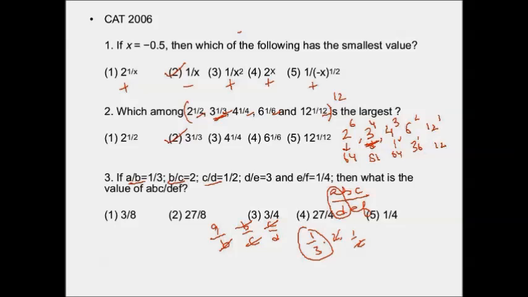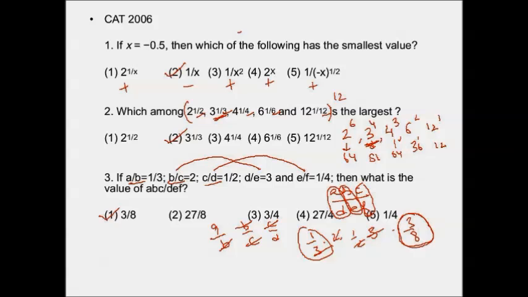Similarly, if I multiply these three terms, b by c, c by d, d by e, this will give me b by e. And similarly, if I multiply the last three, this will give me c by f. So the value of b by e would be nothing but 2 into 1 by 2 into 3, which will be 3. And the last one would be 1 by 2 into 3 into 1 by 4, which is 3 by 8. So ultimately 3 and 3 will get cancelled out. Ultimately we'll be left with 3 by 8 only. So answer is option 1.